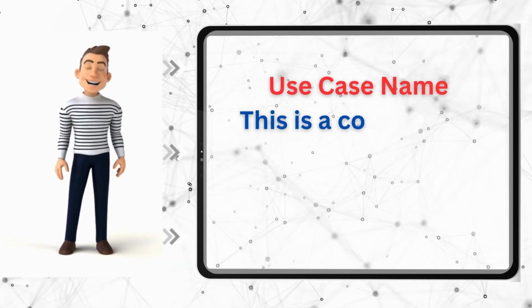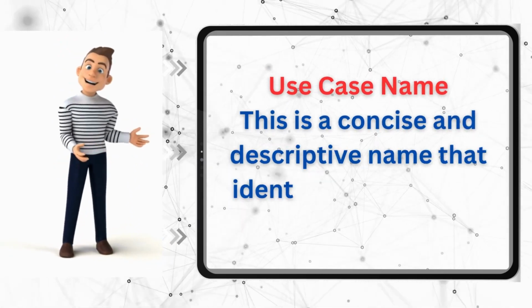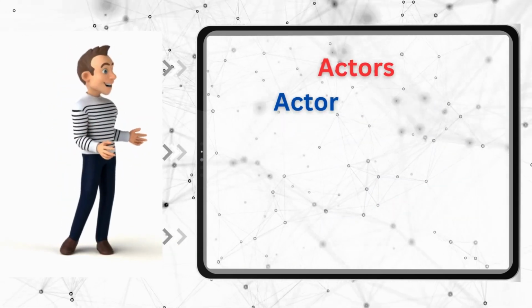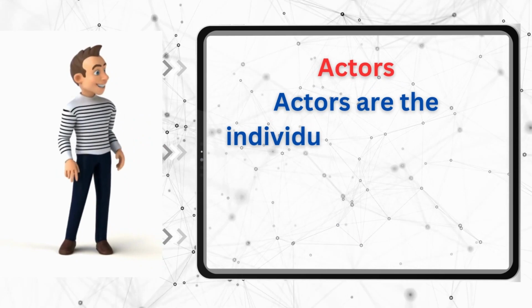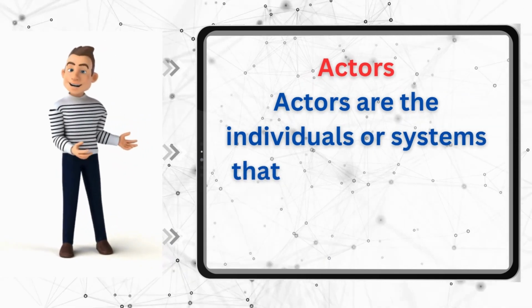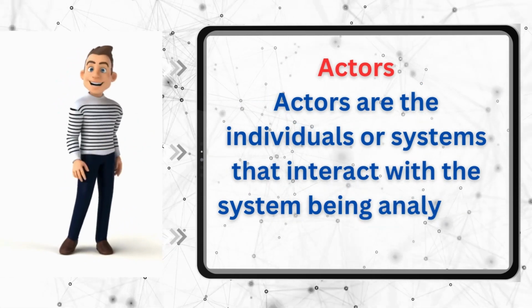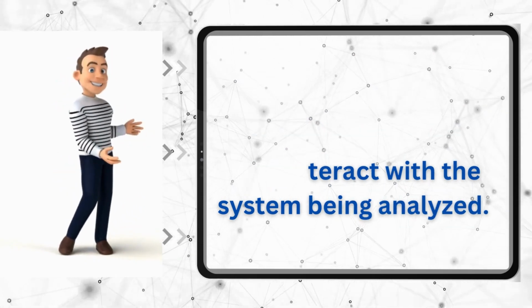Use case name. This is a concise and descriptive name that identifies the specific use case. Actors. Actors are the individuals or systems that interact with the system being analyzed. They can be users, external systems, or other entities involved in the use case.